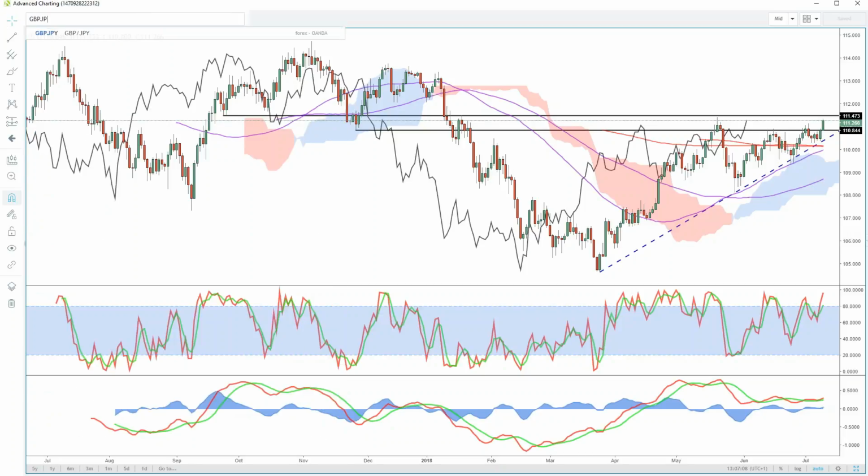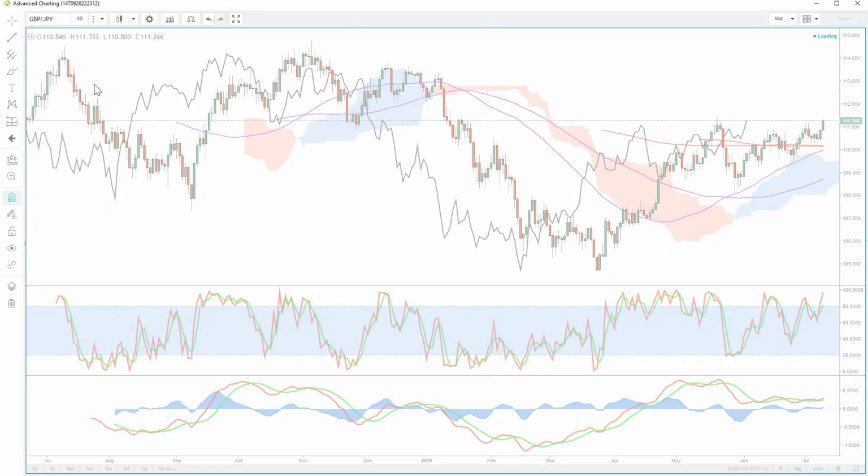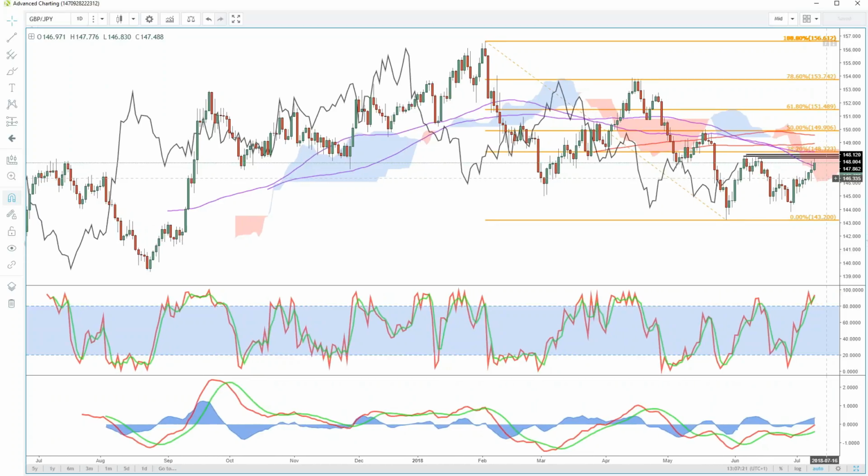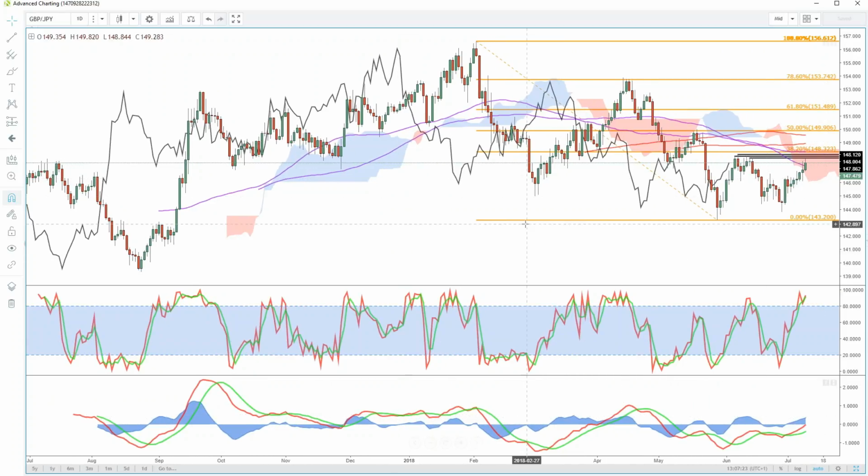The penultimate pair we'll go on is sterling yen, and I apologise for running over. This is partly due to me starting late, and also partly due to the distraction which is happening outside the window right now. Sterling yen, I think, is really, really nice from a technical perspective.